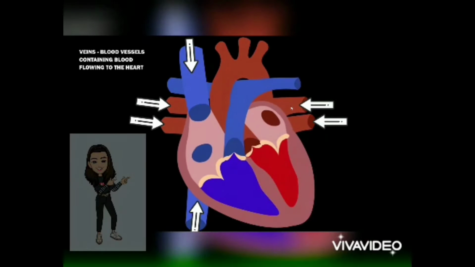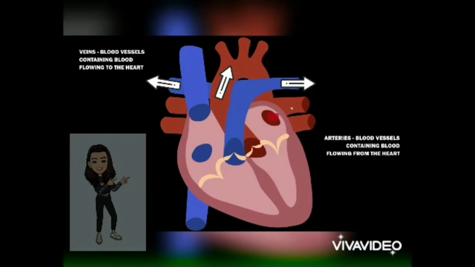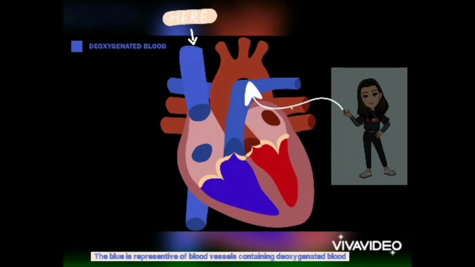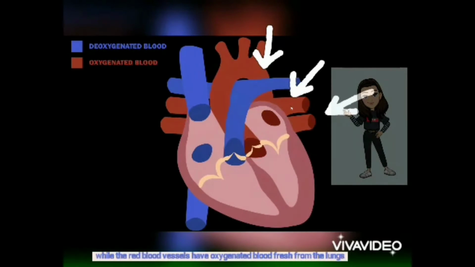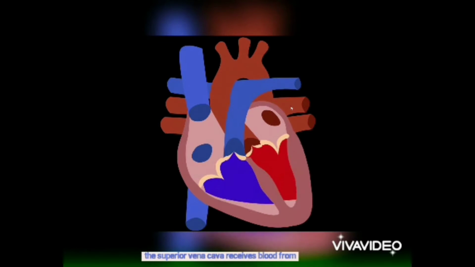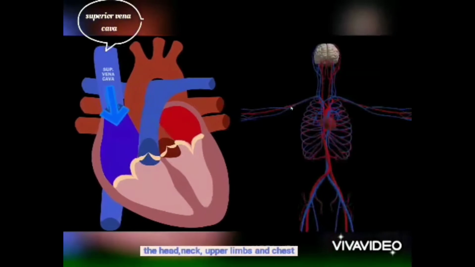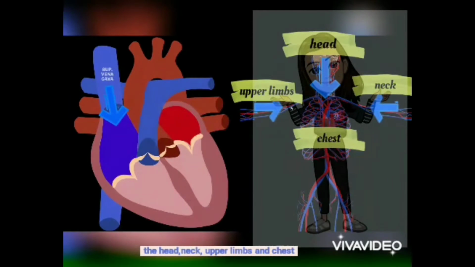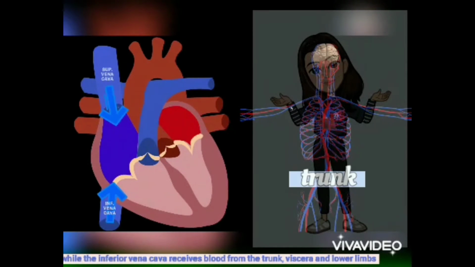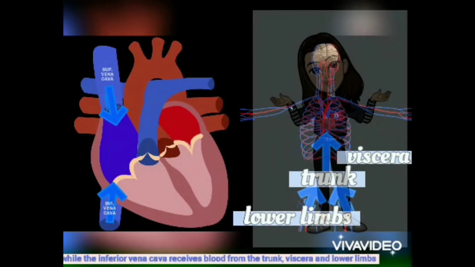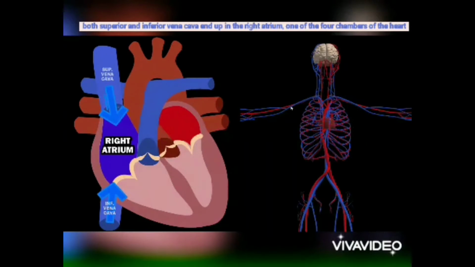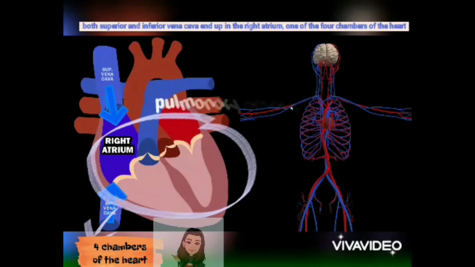Let's look at the blood flow through the heart. The blue is representative of blood vessels containing deoxygenated blood, while the red blood vessels have oxygenated blood fresh from the lungs. The superior vena cava receives blood from the head, neck, upper limbs, and chest, while the inferior vena cava receives blood from the trunk, viscera, and lower limbs. Both superior and inferior vena cava end up in the right atrium, one of the four chambers of the heart.